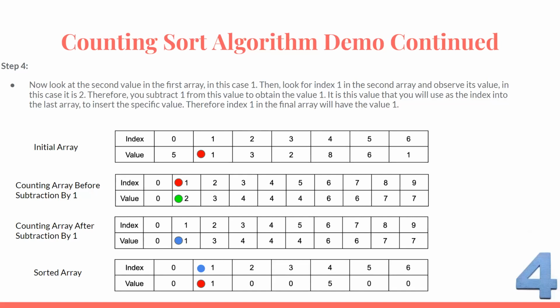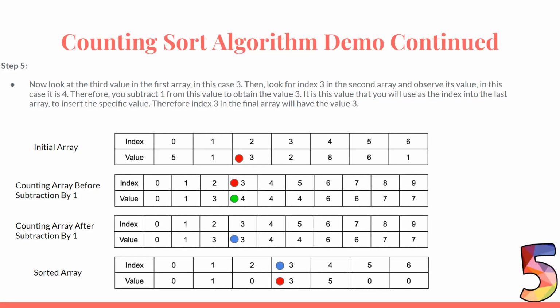Now you want to look at the second value in the first array. In this case, it's 1. Then look for index 1 in the second array and observe its value. In this case, it's 2. Therefore, you subtract 1 from this value to obtain the value 1. It is this value that you will use as the index into the last array to insert the specific value. Therefore, index 1 in the final array will have the value 1.